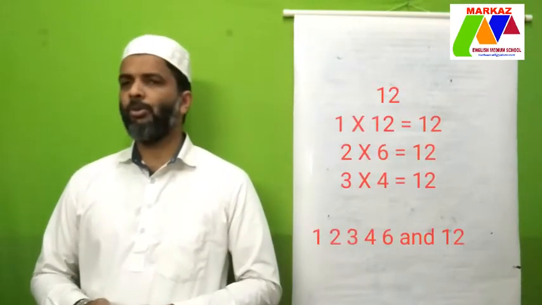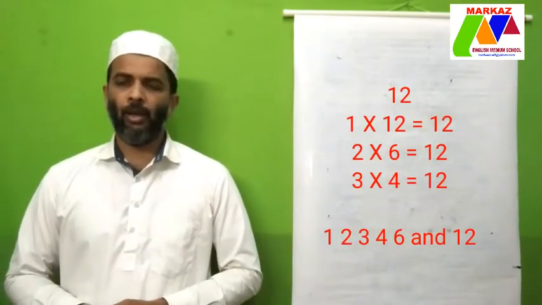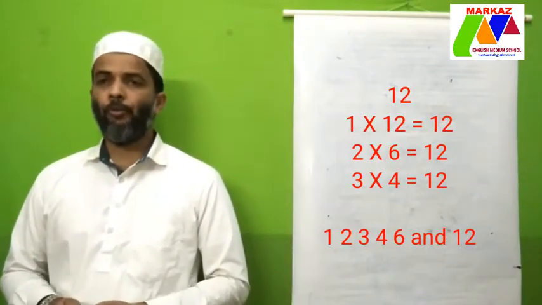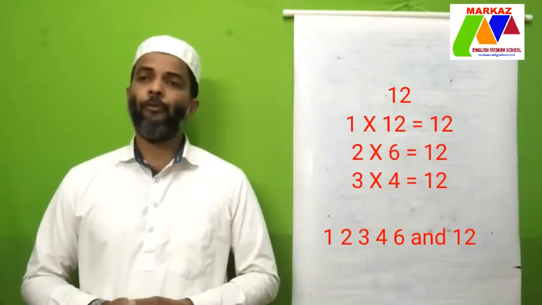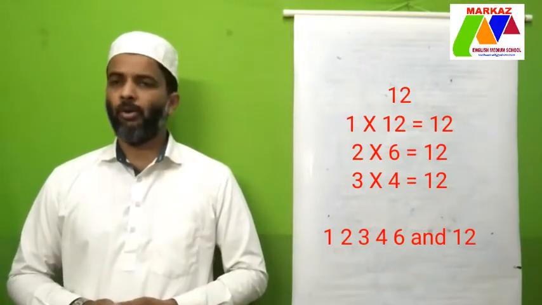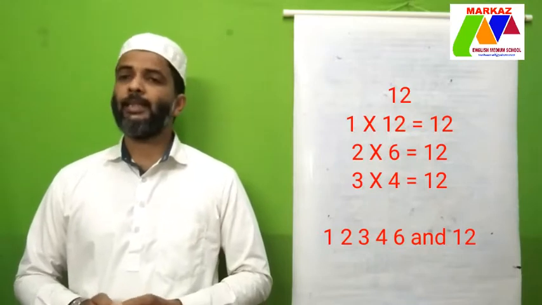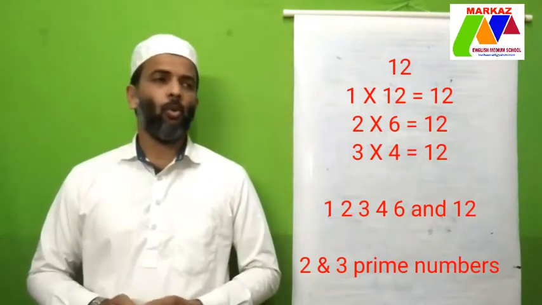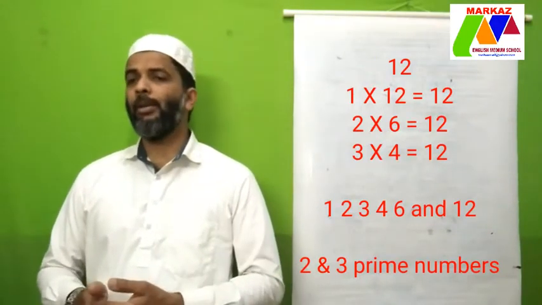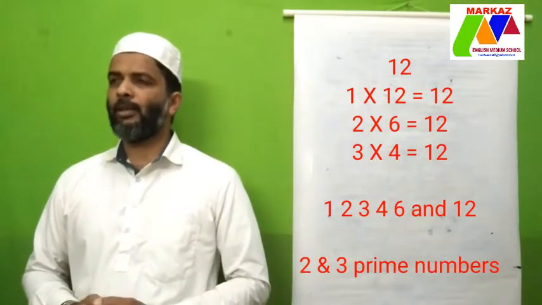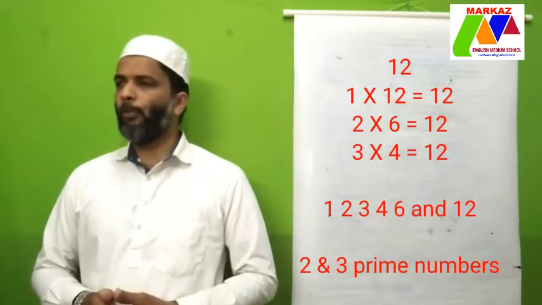One more example, 12. 1 into 12 is equal to 12. 2 into 6 are 12. 3 into 4 are 12. So 1, 2, 3, 4, 6 and 12 are all factors of 12. But are all of them prime? No. Because 4, 6 and 12 can be factorized further, since 2 and 3 are both prime numbers. We say that 2 and 3 are the prime factors of 12. All of you got the idea about prime factorization?